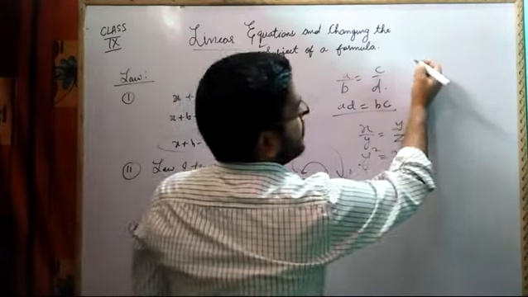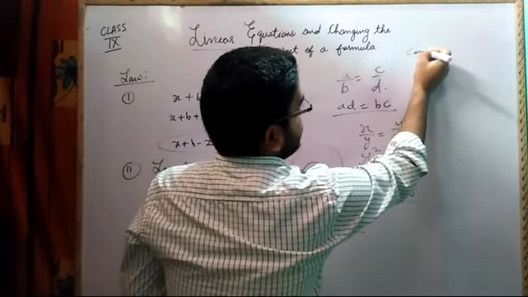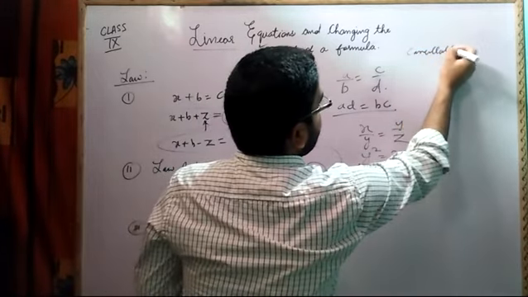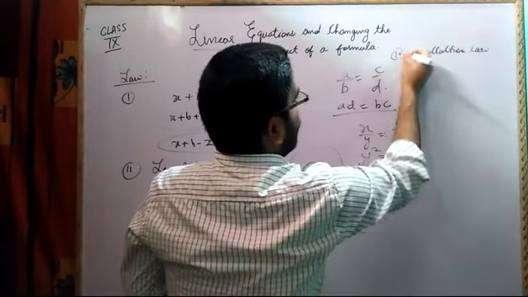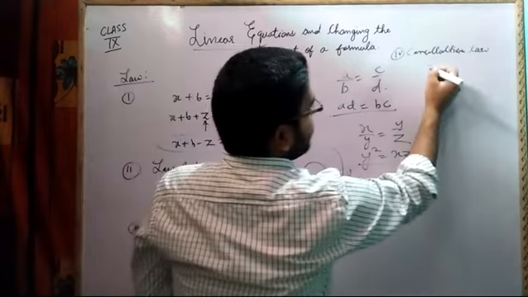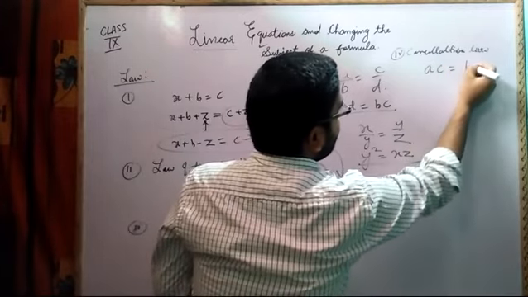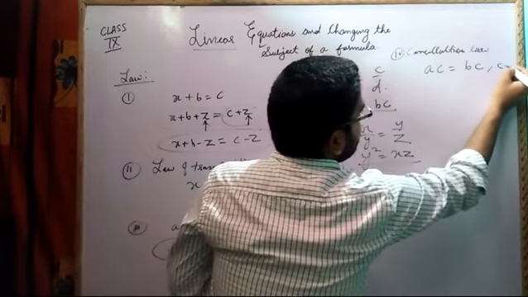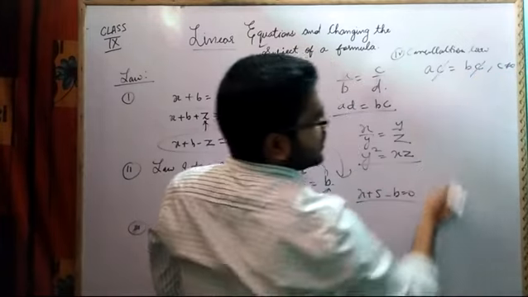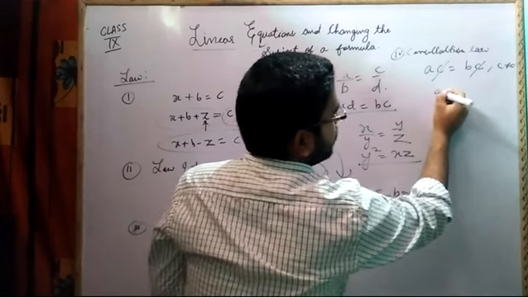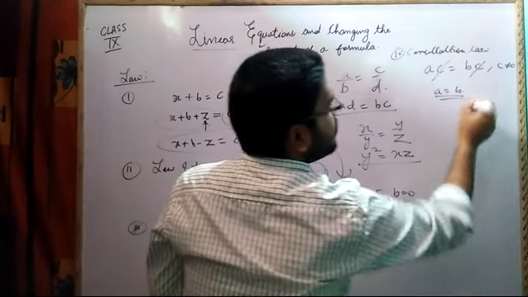Then fourth we have the cancellation law. This is law 4. Now this says that if I have AC is equal to BC and C is not equal to 0, then we can cancel C from both sides because they are of the same quantity, so we will get A is equal to B.